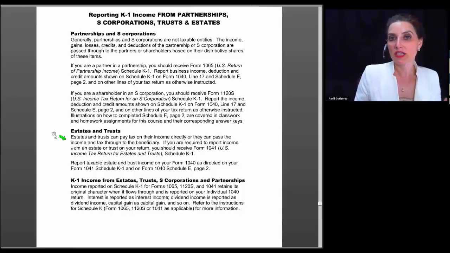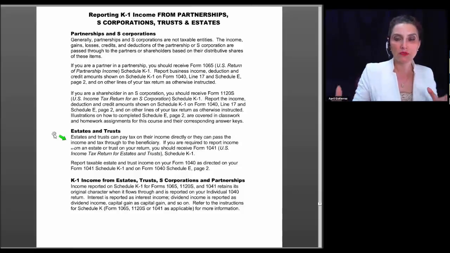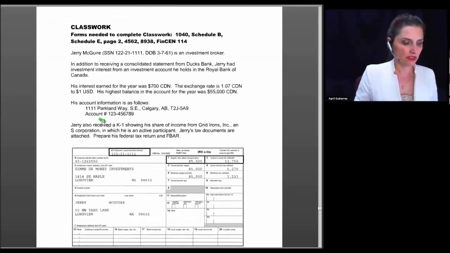If you are responsible for reporting your share of income from an estate, partnership, trust, or S corporation, you will receive a K-1. And the K-1 is the document that you will then use to prepare the return for the person who received it. And to really show you more about how that works, I have a classwork assignment.